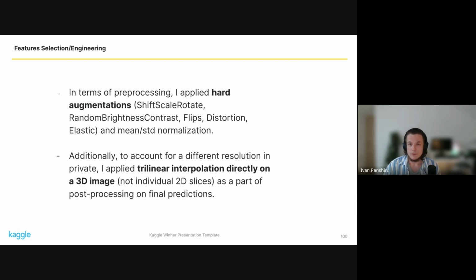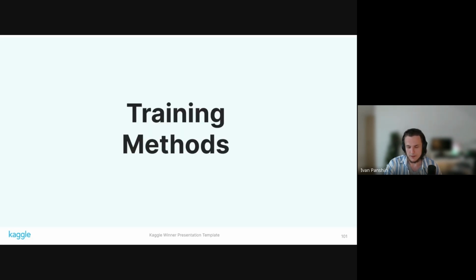As I mentioned, to account for different resolutions in private, I applied trilinear interpolation directly on the 3D image, not just individual 2D slices. And again, it worked nicely. Getting a bit ahead of myself, actually applying interpolation on 2D slices also works. But since I managed to implement the 3D version of it, and it makes more sense theoretically, I just decided to go with that approach.